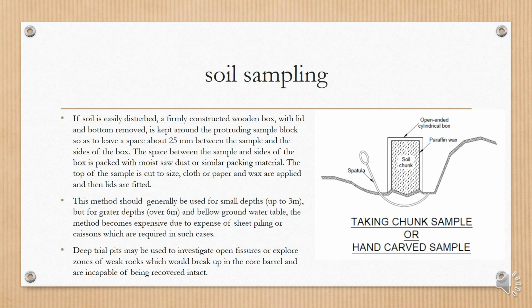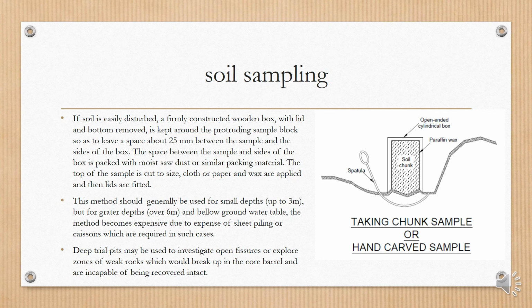The figure on the right side shows taking a chunk sample or hand carved sample. Soil sampling: if soil is easily disturbed, a firmly constructed wooden box with lid and bottom removed is kept around the protruding sample block so as to leave space of about 25 mm between the sample and the sides of the box. The space between the sample and sides of the box is packed with moist sawdust or similar packing material. The top of the sample is cut to size. Cloth or paper and wax are applied and then lids are fitted.